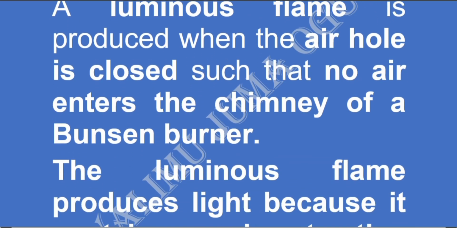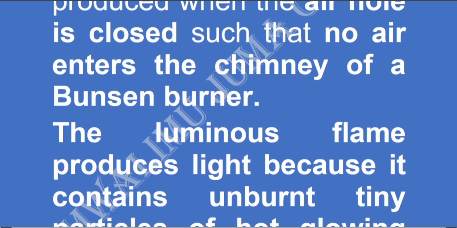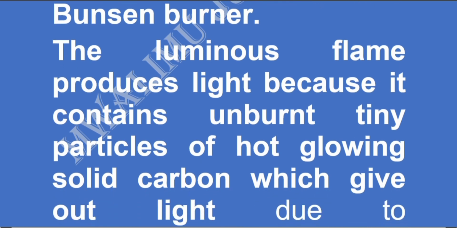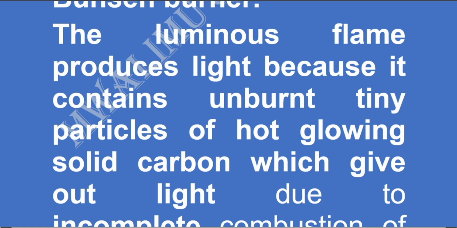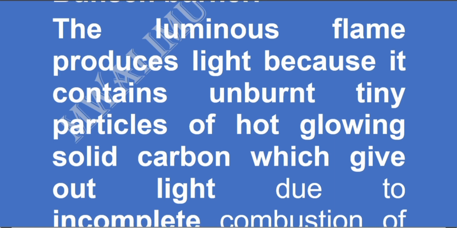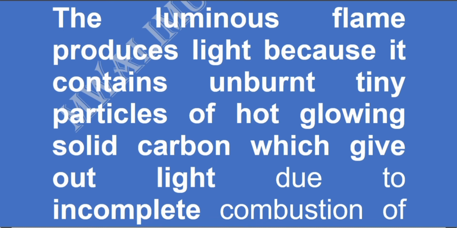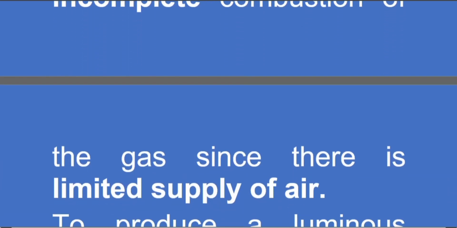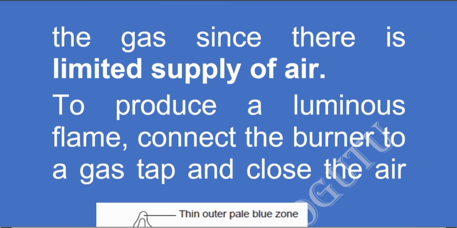The luminous flame produces light because it contains unburnt tiny particles of hot glowing solid carbon, which give out light due to incomplete combustion. Remember, the luminous flame is produced when the air hole is closed, so there is incomplete combustion of the gas, since there is a limited supply of air. So now there is production of light.